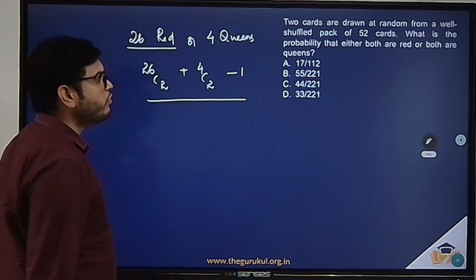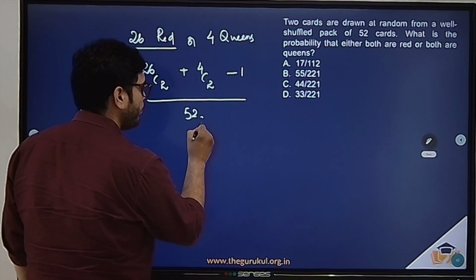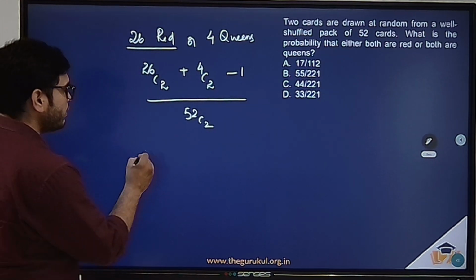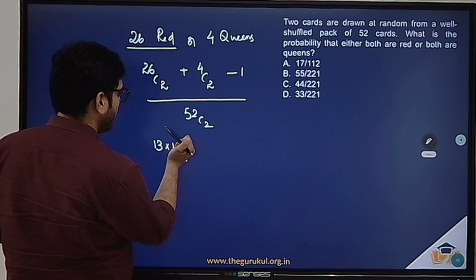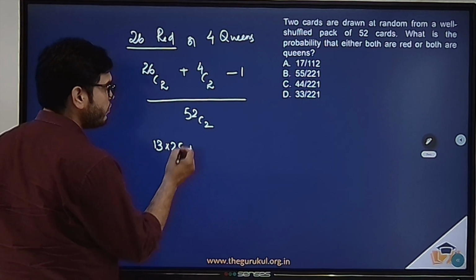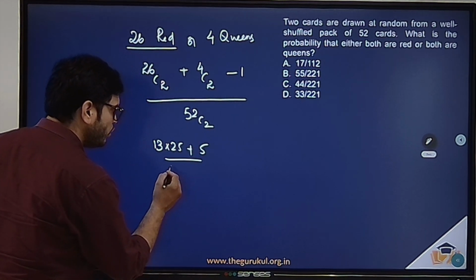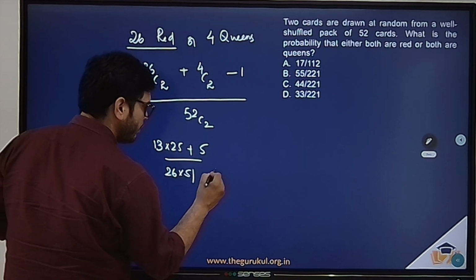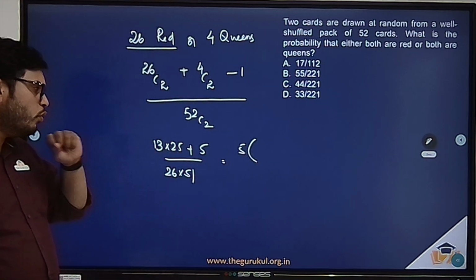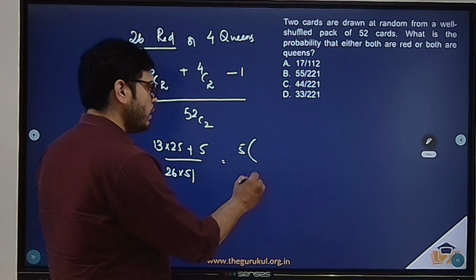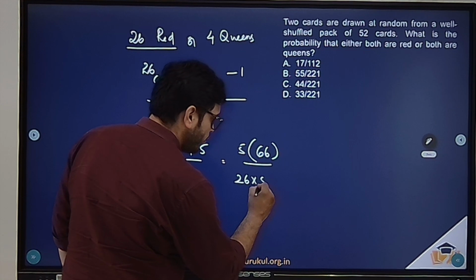Divided by the total number of outcomes: from 52 cards, you are picking 2. Now 26C2 would be 13 into 25, plus 4C2 which is 6, minus 1, so 5, over 52C2, that would be 26 into 51. Now I can take 5 common. If I take 5 common, you have 13 into 5, 65, 65 plus 1, 66, over 26 into 51.